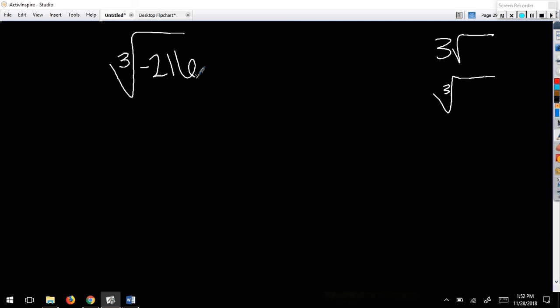First of all, the negative's under there. What might that mean? Third root of negative 216. Tell me about the negative under there. Because whenever we did square roots, if I had the square root of negative 4, I couldn't have the negative. What did I do instead? Put an i, right?